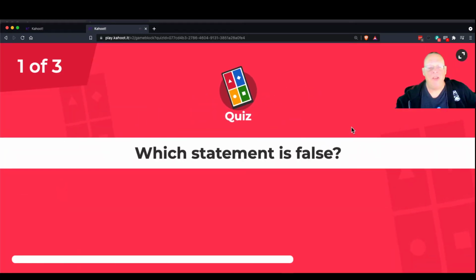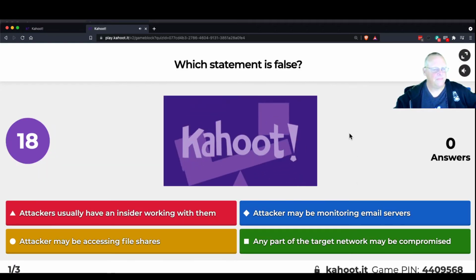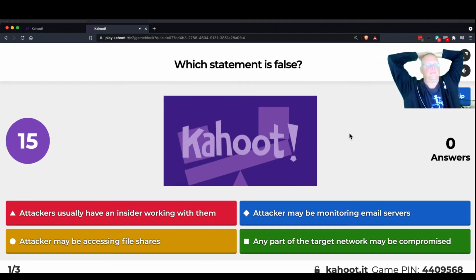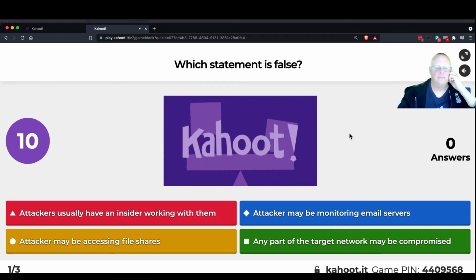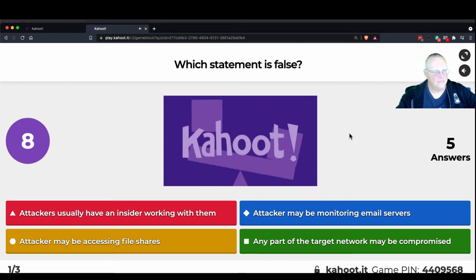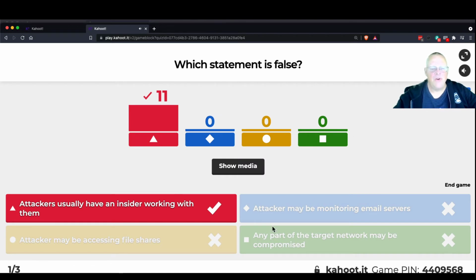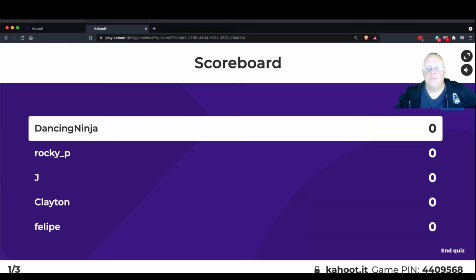All right, which one of these is a false statement? All right, and of course, these are all saying essentially the same thing. They usually don't have an insider. There are some cases where you bribe an insider, and that's very powerful, but typically they're network attacks, often from a foreign country, and they don't really have an insider.